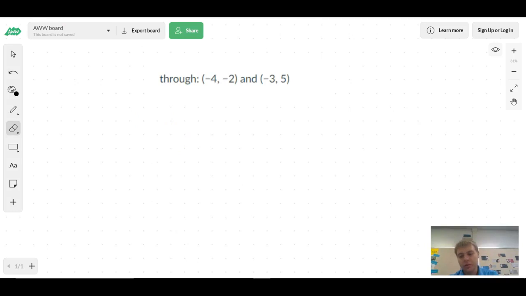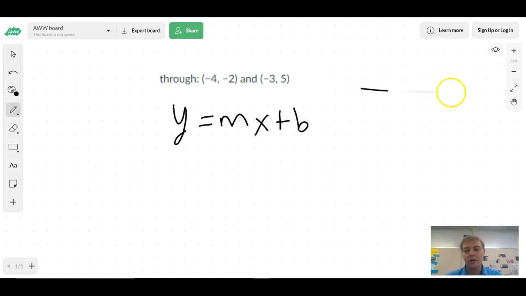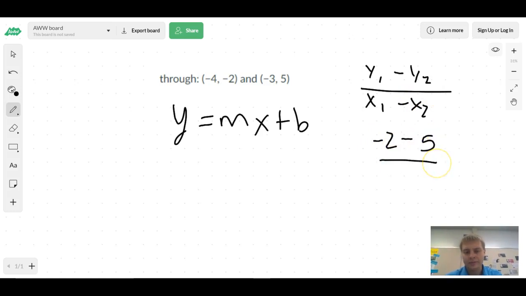Let's keep this line equation train rolling. When we've been given 2 points and we need to write the line equation, again, I'm going to say we have our line equation, which is y equals mx plus b. This time, they don't give us either the slope or the y-intercept, so we got to find both. If they give you 2 points to find a slope, all you have to do is do y1 minus y2 over x1 minus x2. So I'm going to do that, which would be -2 minus 5 over -4 minus a -3. Do not forget this negative sign in front of the 3.